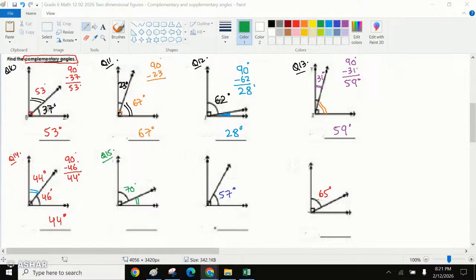90 minus 70. See, now we know that whenever we hear the term complementary, we will take the sum up to 90. And whenever we hear the term supplementary, the total will have to be 180. So in this case, 90 minus 57, right?